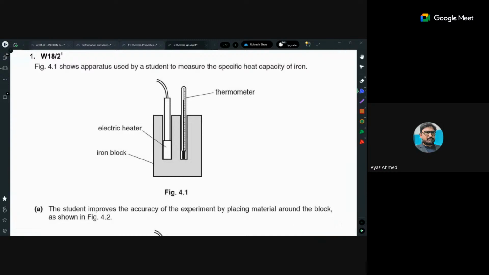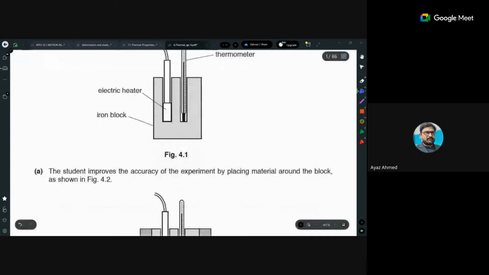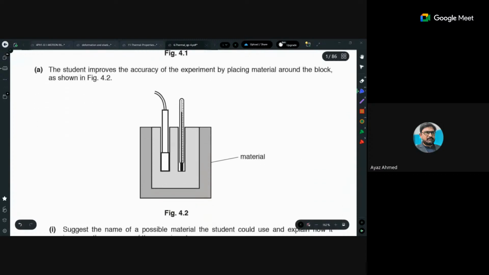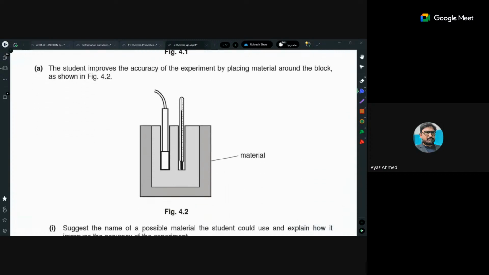Okay, there are two bores in it. One bore is to place the electric heater. The second bore is to note down the temperature. Okay, so the student improves the accuracy of the experiment by placing material around the block. That is basically the situation in which you are supposed to improve the result by placing material around it. So you have to make it an insulator.